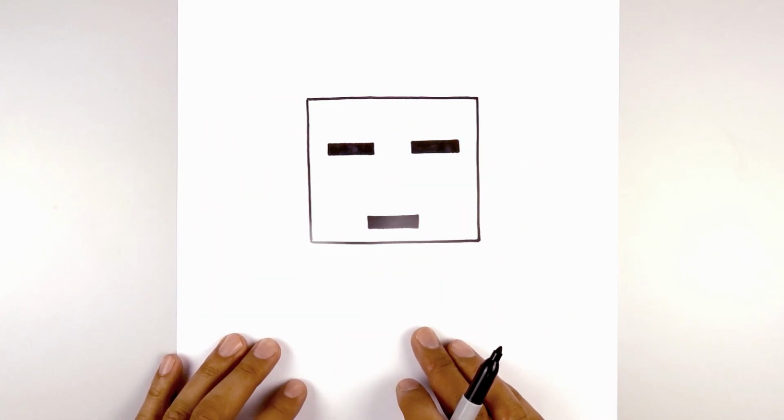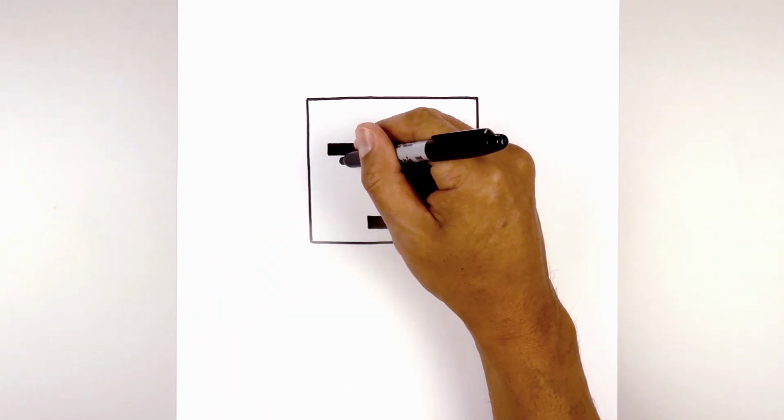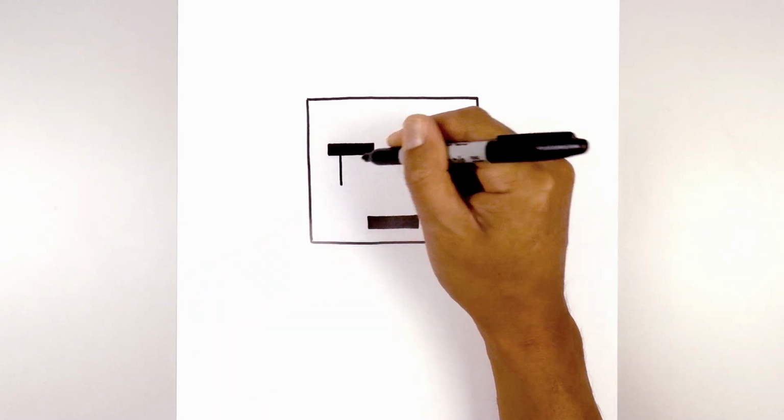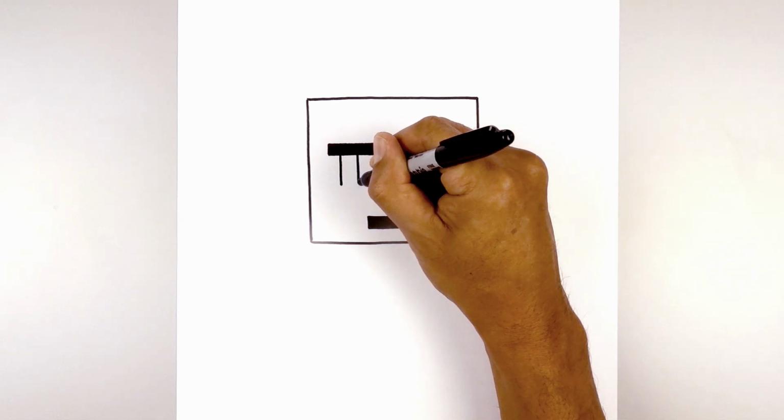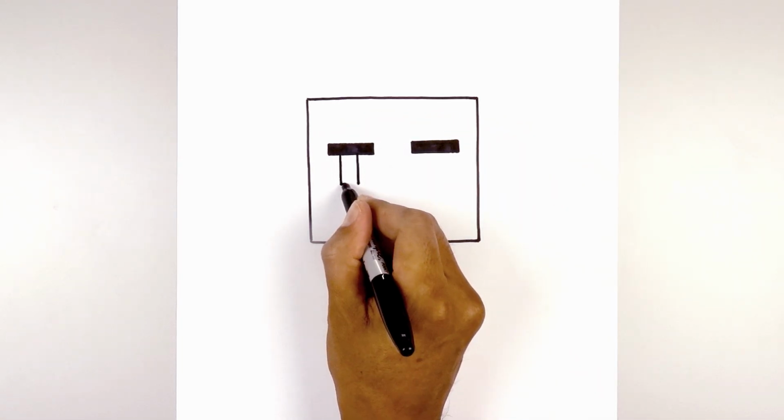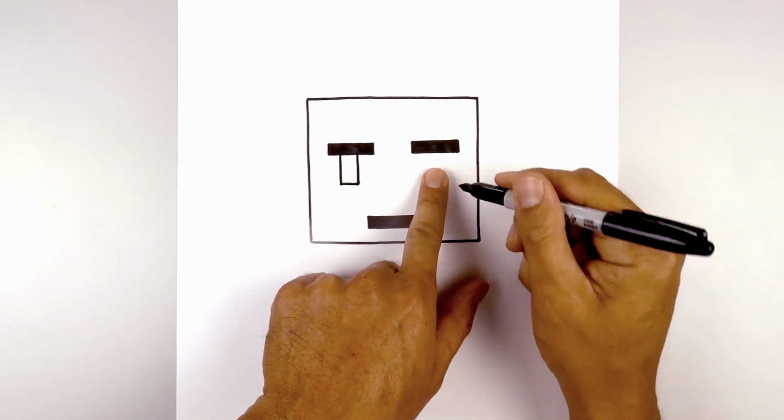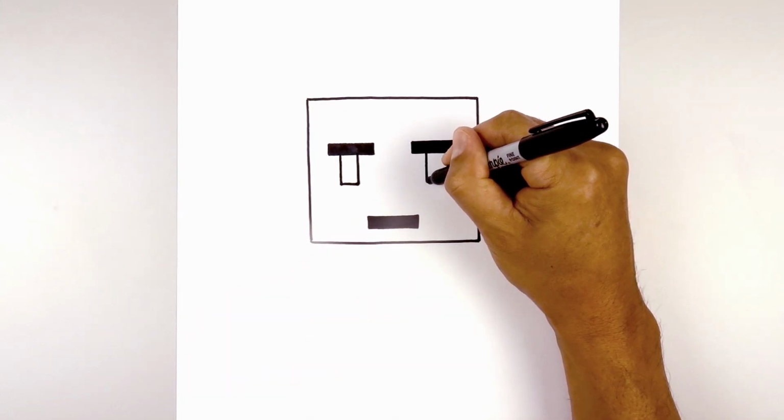Now let's go in and add some detail to the face. Underneath the left eye, we're going to draw two straight lines coming down. One on the left, and one on the right. And we'll close this off with a straight line. I want to do the exact same thing over on the right, coming down to the same height.